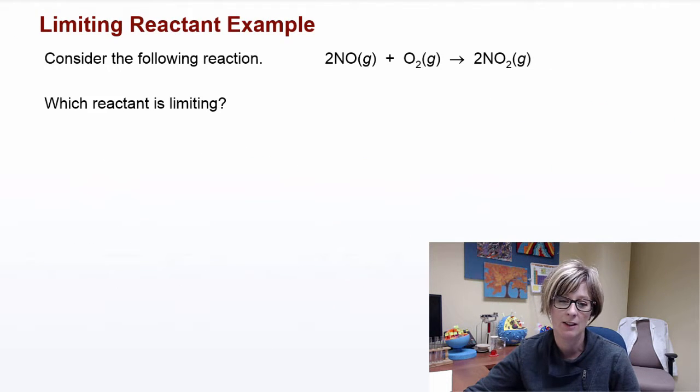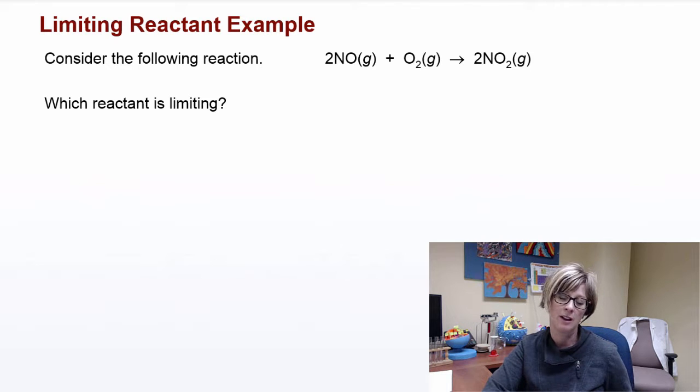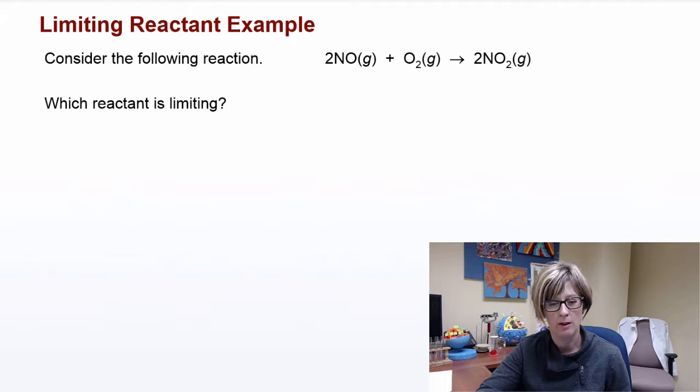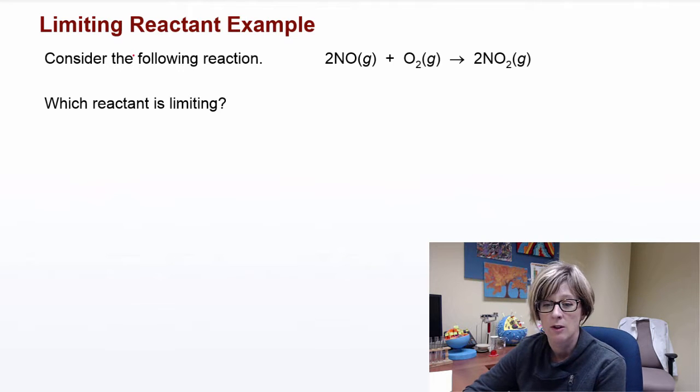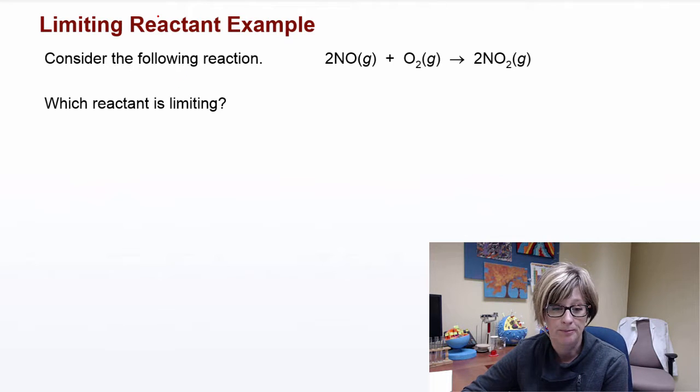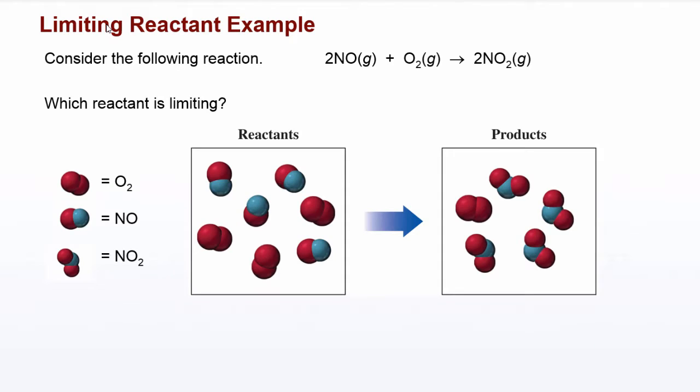So now let's take a look at it in an actual example in chemistry. So we've got a reaction here, and we've got a balanced equation. It says we've got 2 moles of nitrogen monoxide reacting with 1 mole of oxygen gas, and then that produces 2 moles of nitrogen dioxide. So which reactant would be limiting here?